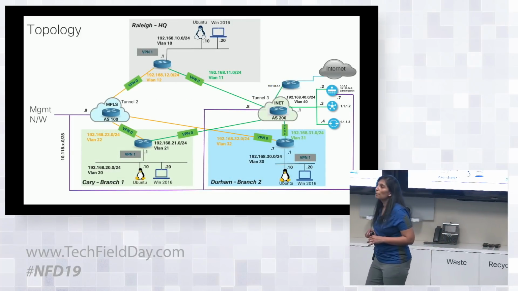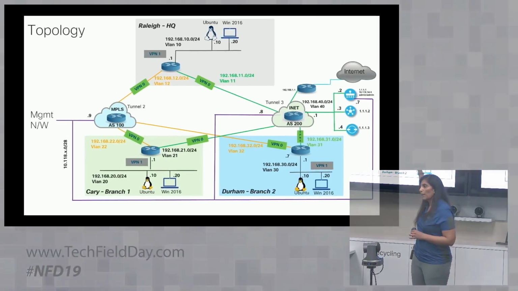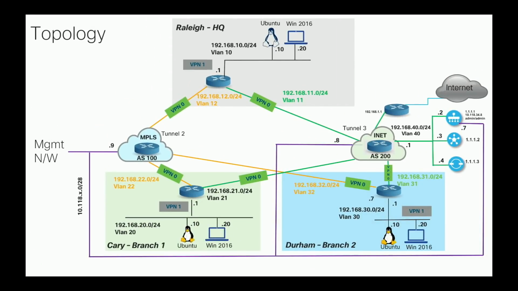Now I am from RTP, North Carolina. So I put my headquarters in Raleigh, North Carolina. And down here I have two little branch offices, and I have hosts sitting behind each of these. So for these hosts to talk to each other, they use this MPLS router. This MPLS router and this INET router, they're running the traditional IOS XE image. The other three routers, one at the headquarters and two at the branch offices, they are running the IOS XE SD-WAN image.